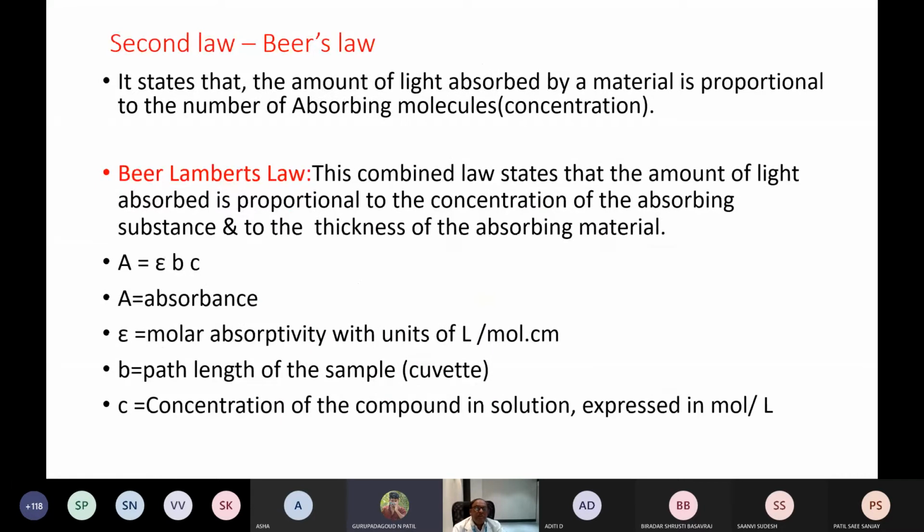The second law states that the amount of light absorbed by a material is proportional to the number of absorbing molecules. It means the concentration is proportional to the light absorbed. So that will be given by one formula like that one.